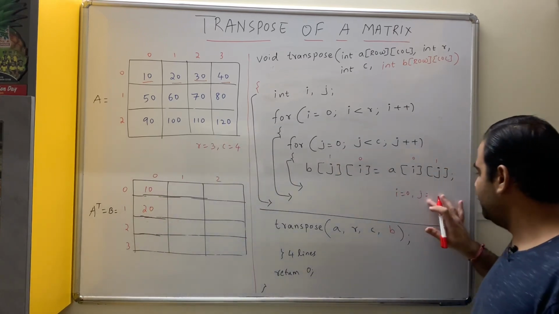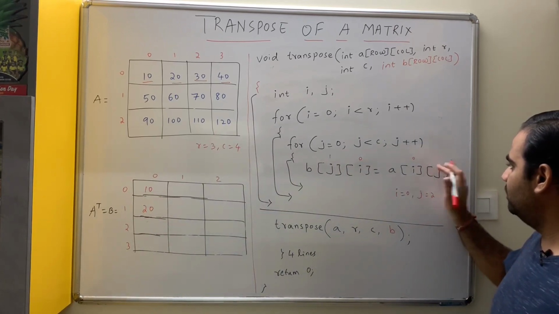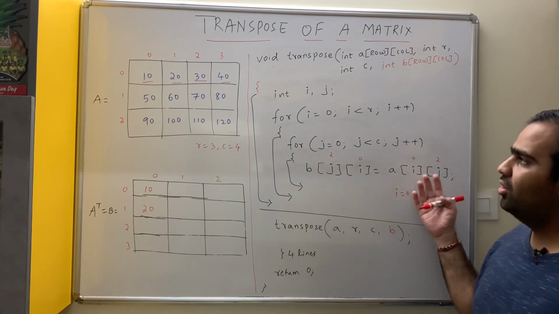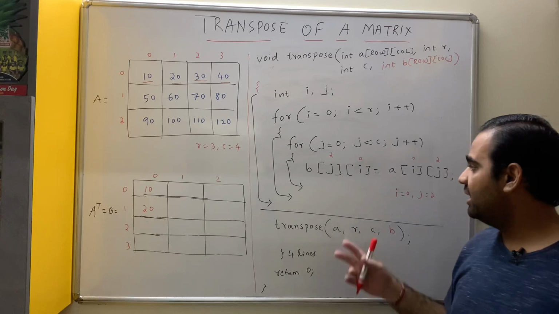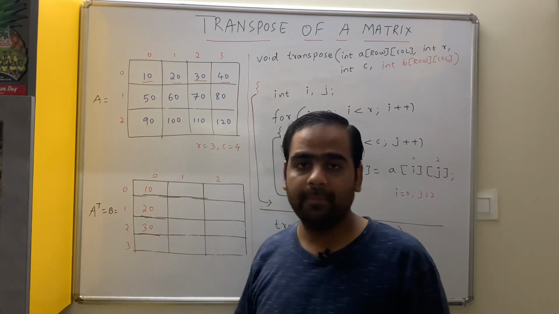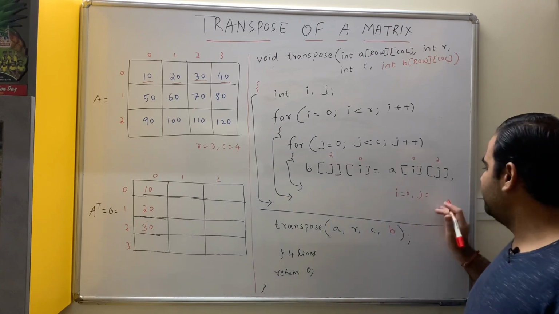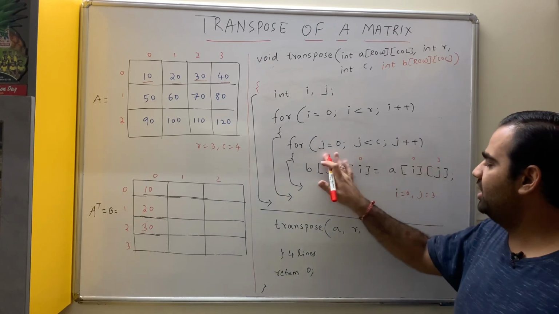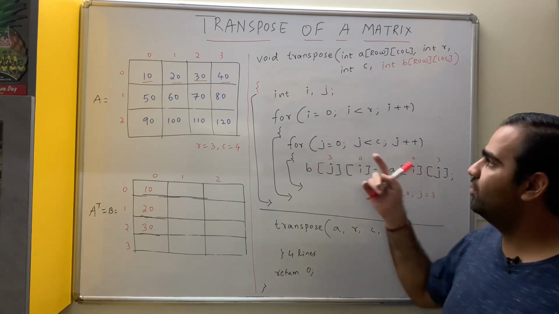Now you say j plus plus, the value of j will become 2. I just write 2 here. Now it means you take the value of A of 0 2, it is 30, and write at B of 2 0, and this is B of 2 0, you write 30. Again you say j plus plus, the value of j will become 3. Now this is 3, this is 3. You take A of 0 3. What is A of 0 3?